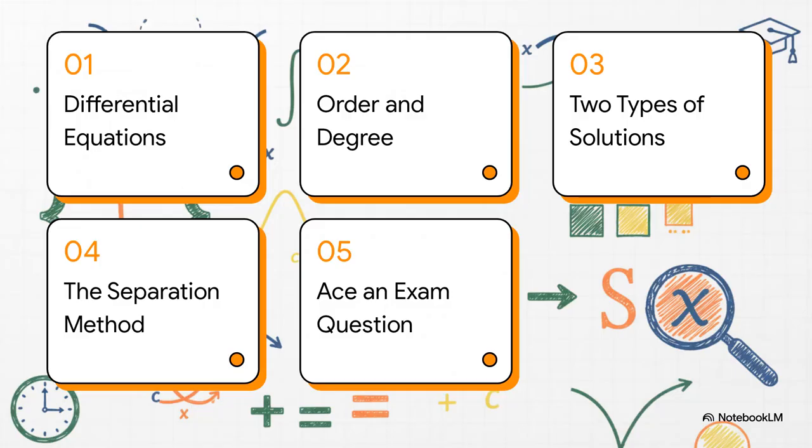So, what's on the menu today? We're going to cover just 5 simple things. First, we'll see what these equations are all about and why there's nothing to fear. Then, my favorite part, order and degree. This is where your guaranteed marks are waiting. After that, we'll look at the 2 types of answers you can get. Then, the most important tool in your toolbox, the separation method. And finally, we'll solve a real exam question together.